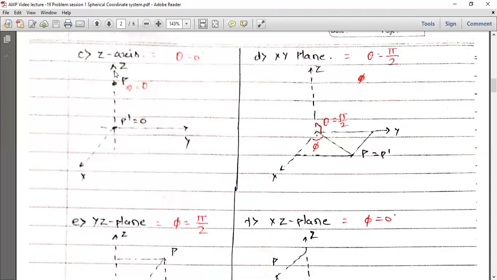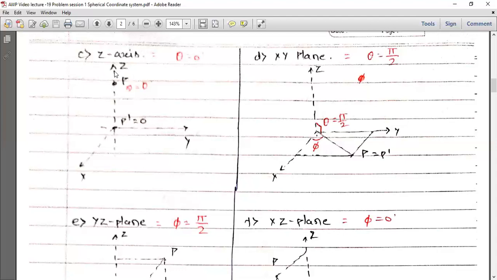In the converse manner, what can you tell about a point which has the theta coordinate always 0? We can surely say that this point will always lie on the z-axis. Okay, so theta equals 0 degrees will represent the z-axis.